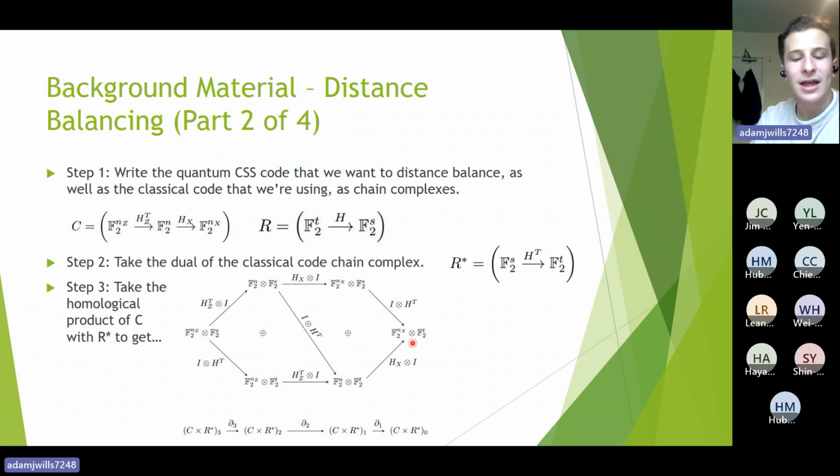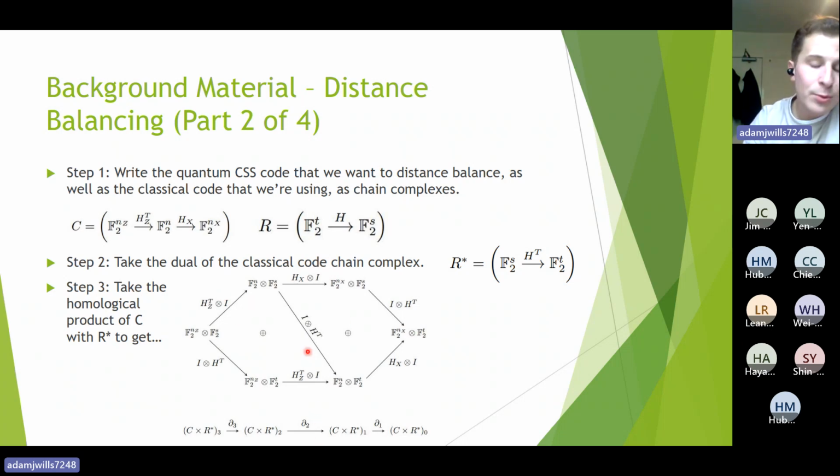And then the linear maps can be recovered also by looking vertically and by summing as appropriate. So for example, D1 is a map from C cross R star 1 into C cross R star 0. And C cross R star 1 is the direct sum of this with this. So if you've got an element in C cross R star 1 and you want to see how D1 acts on it, then you just take that element as the direct sum of something in here with something in here. You act with HX tensor I on here. You act with I tensor H transpose on here, and you sum the two together, and that gives you D1. And so the same is true of D3 and D2. You act as appropriate, and you sum as appropriate.